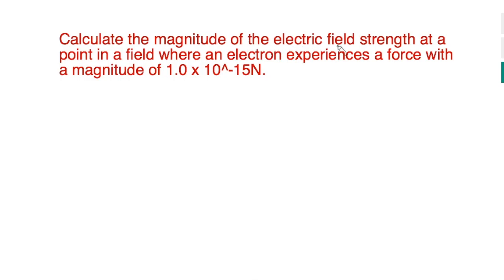Calculate the magnitude of the electric field strength at a point in the field where an electron experiences a force of a magnitude of 1 times 10 to the minus 15th newton. So let's write down some givens. In this problem, one of the things that's given is Fe, and that's experiences a force with a magnitude. So that's this, 1.0 times 10 to the minus 15 newtons.